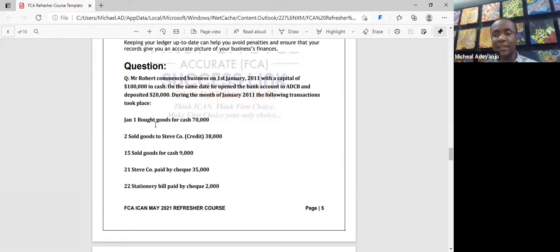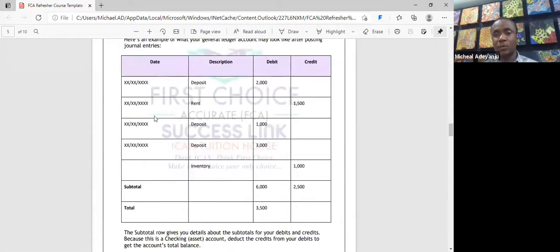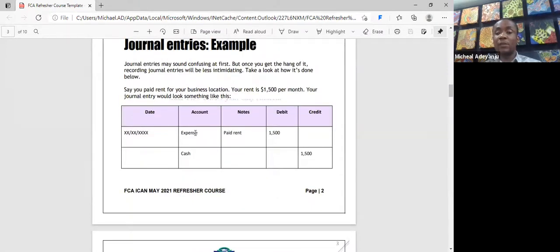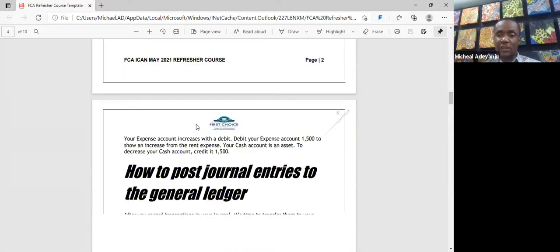January 1. Remember that model. The date will be January 1. Description: bought goods for cash. And the accounts: we'll be having inventory, yeah? We'll be having cash here. The note will be bought goods on cash. Then the amount will be 70,000 naira here and 70,000 naira on the credit side. The date, January 1. Another transaction has come.